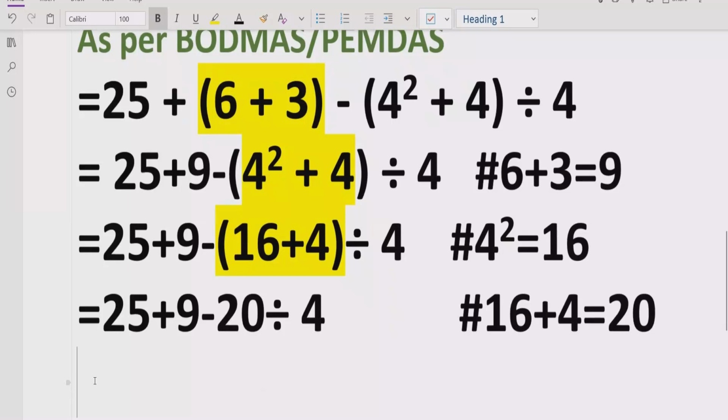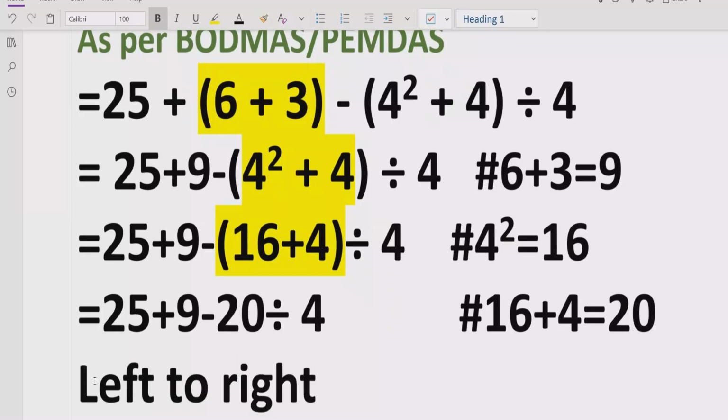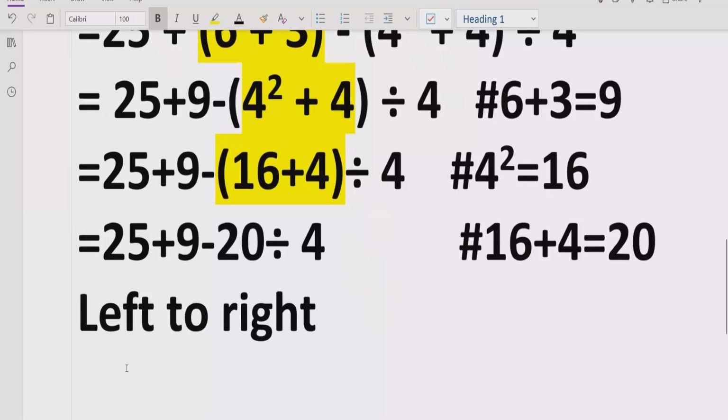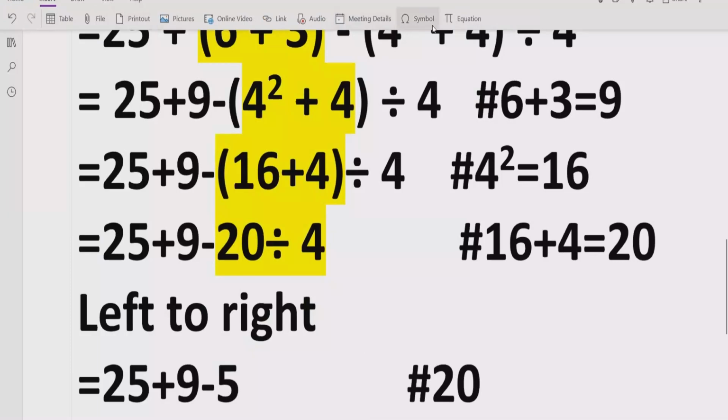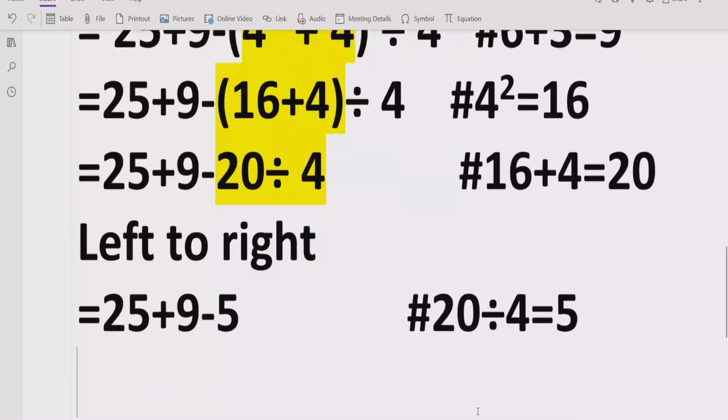Now we will see the division and multiplication. Now we will go left to right in our expression and find out division and multiplication. Now you have to see we have this division. So we will solve this one. 25 plus 9 we will write as it is, minus 20 divided by 4, which is equals to 5. And here we will give the reference 20 divided by 4 equals to 5. Now, move forward.